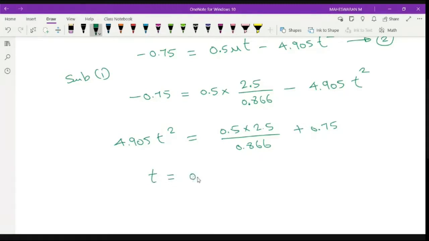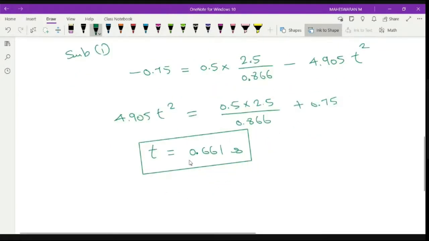You are getting 0.661 seconds. So this is my time. Hope everyone is getting the same value, right?